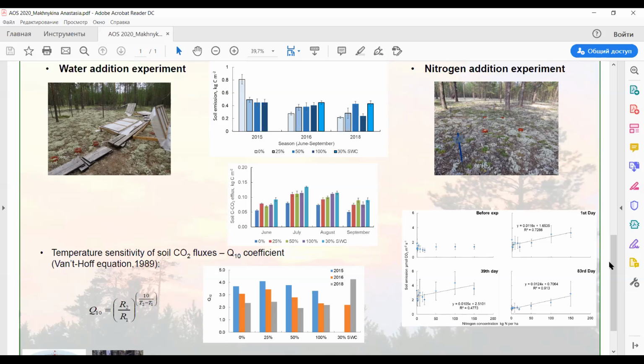But in our research, we concentrated on determining the exact number, the exact moisture parameter, because later we use it for the modeling, for the seasonal modeling of CO2 emission. That's why for us it was very important to know this number.